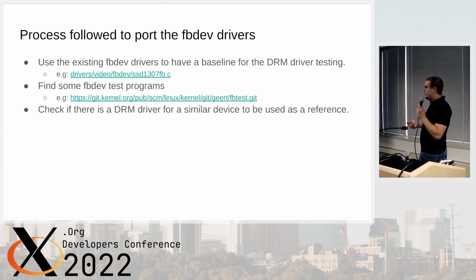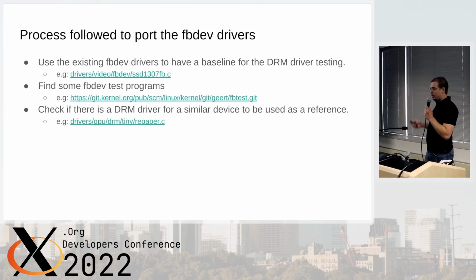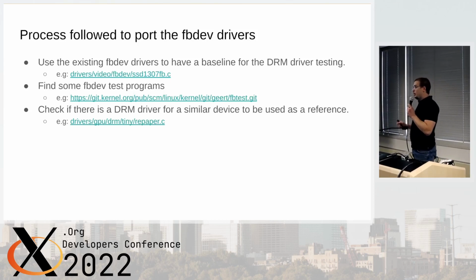Then the second step was to find a DRM driver for a device that was similar to the one I was using. And I found that in the tiny directory there was a repaper driver for an e-ink display. That was similar to the one I was working on because that display was also monochrome. And I actually took some good ideas from that driver. For example, the primary plane exposes an XRGB format, even though that's not supported by the hardware, but that allows any user space program to work, and then the driver internally converts to monochrome. So I actually did the same.